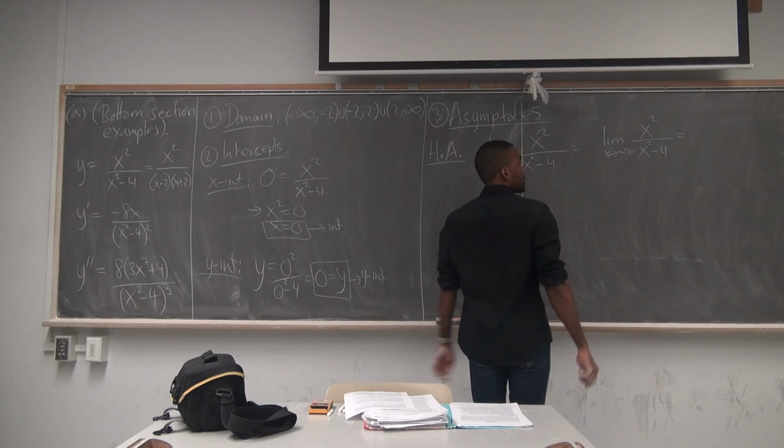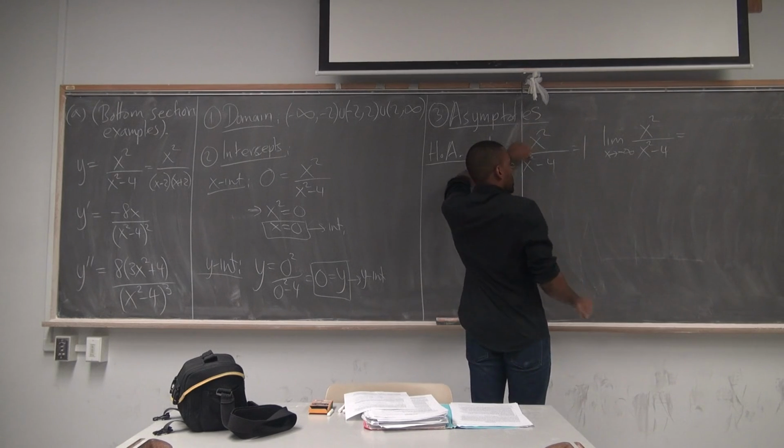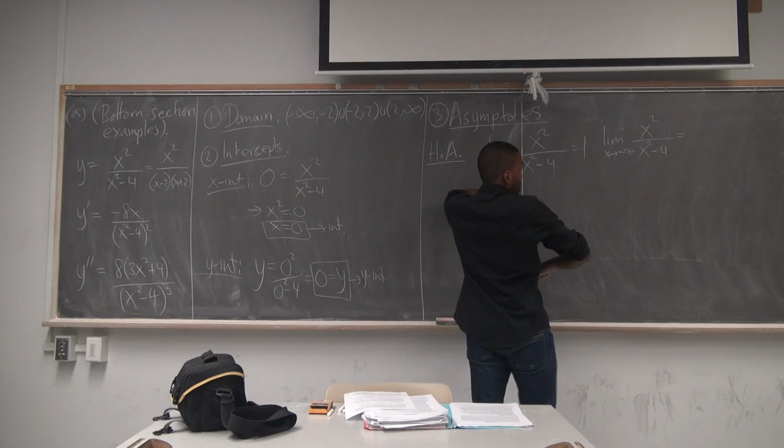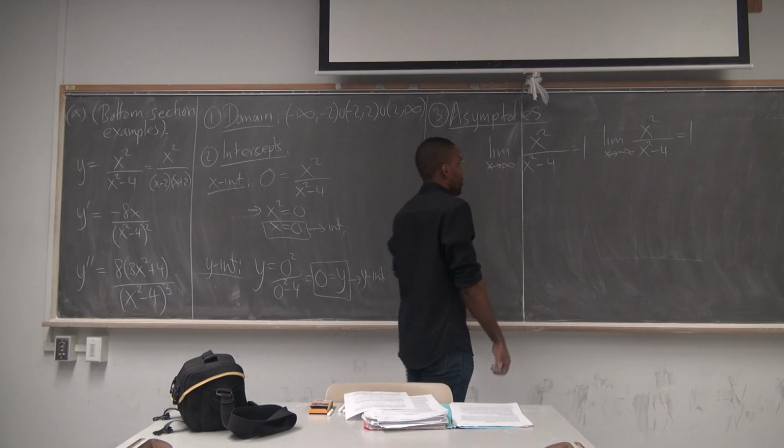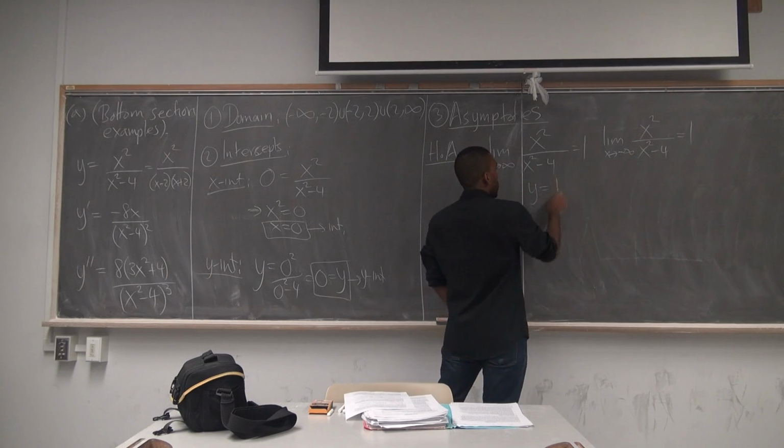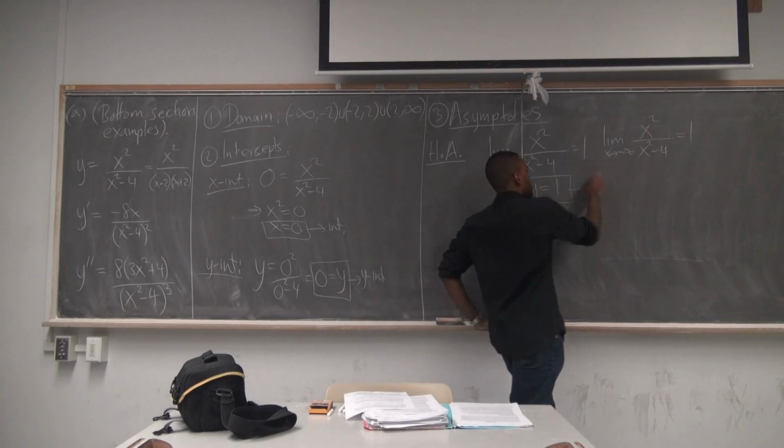Okay, what's this? It's 1. The highest power on the top and the bottom is the same, so it goes to the ratio of the coefficients. This one? It's the same idea, so it's still 1. So y equals 1 is a horizontal asymptote.